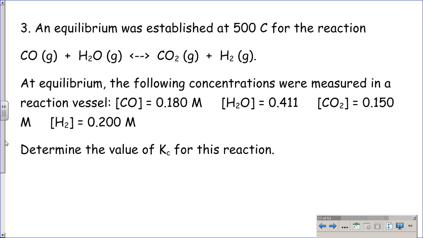All right, this is on your paper. An equilibrium was established at 500 degrees C. At equilibrium, the following concentrations were measured. Determine the Kc. How would we do this? How would we do it?